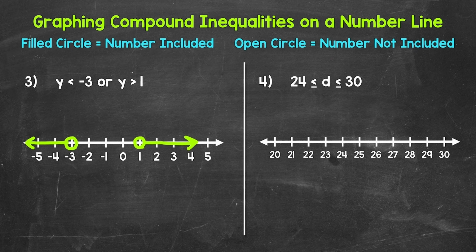Now 24 is included, so we need a filled circle at 24. And d is less than or equal to 30. So let's put a filled circle at 30 as well. 30 is included. So we need everything greater than or equal to 24 and less than or equal to 30. So we want everything in between here. And that's it. That's our graph on a number line of d is greater than or equal to 24 and less than or equal to 30.